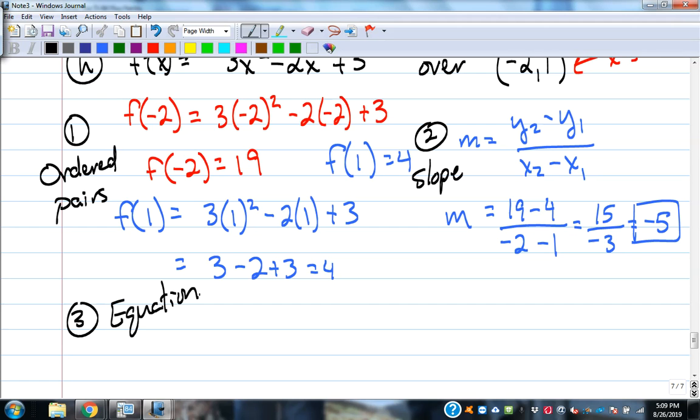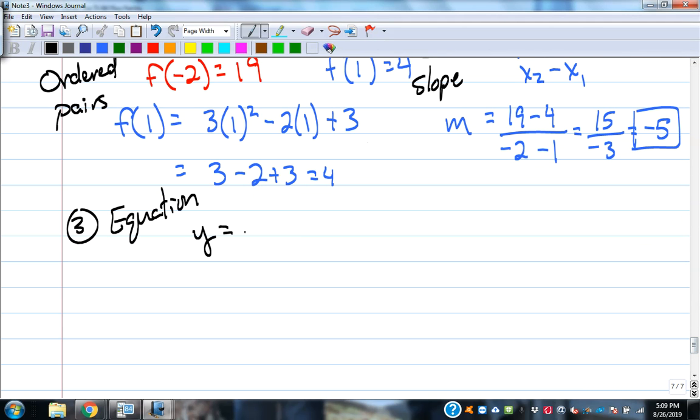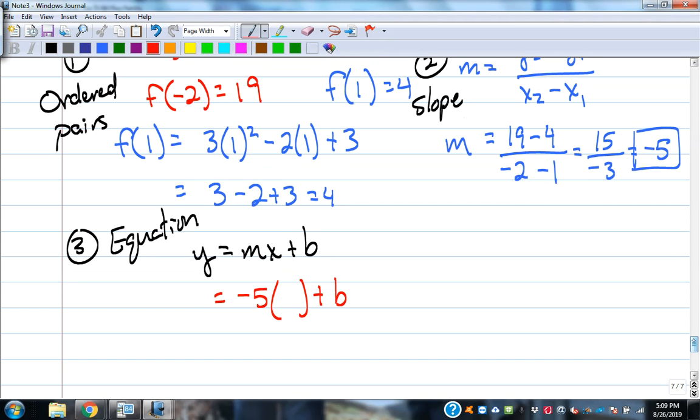Okay. So the equation starts out with y equals mx plus b. That's the way it should start out. We know the slope is -5, so that's what we're going to put in here. We've got two ordered pairs to choose from to put x and y in there. It doesn't matter which ones. I'm going to pick the smallest ones, 1 and 4. Okay, 4 is y, x is 1. You would get the exact same answer if you used -2 and 19. It doesn't matter which one of those you use. Just pick one of the ordered pairs, whichever one you think is the easiest. Okay?